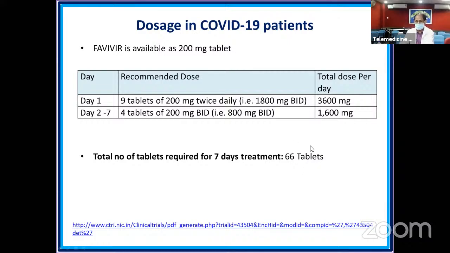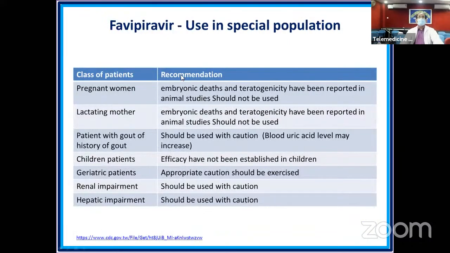One can use only favipiravir. Apart from that, other things are there. In special populations, particularly pregnant women and lactating mothers, one should not use it because embryonic deaths and teratogenicity have been reported in animal studies. So in pregnant women and lactating mothers, no use of favipiravir.